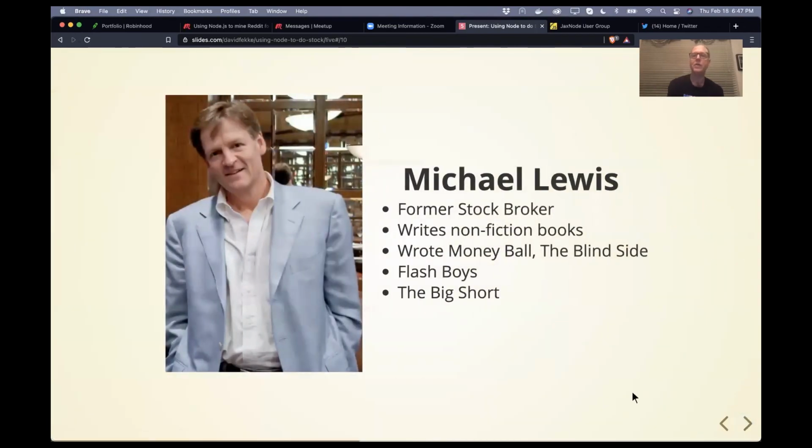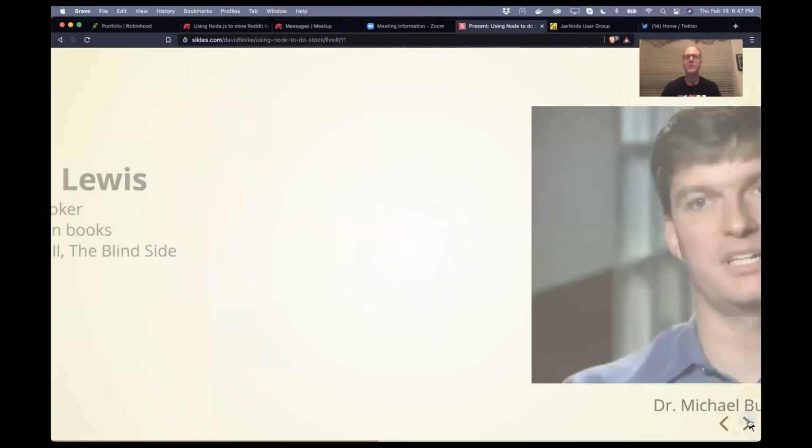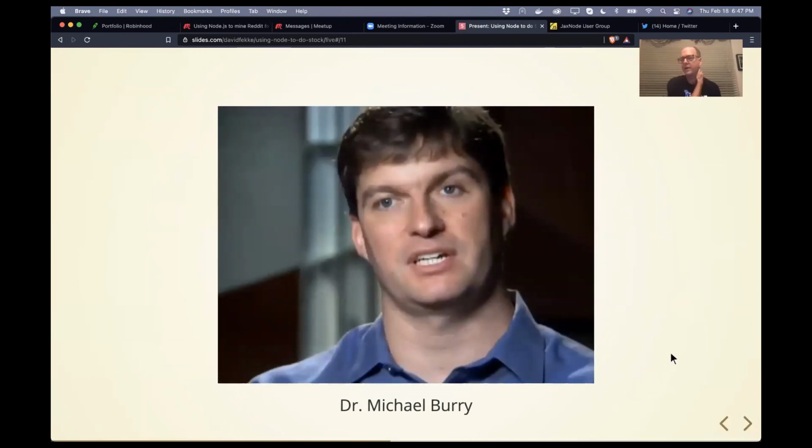So this is Michael Lewis. He's a former stockbroker. There's a good chance you've probably seen a movie that's based off of one of his books. He wrote Moneyball and The Blind Side, which are both excellent movies. He also wrote a book that I liked a lot a couple of years ago called Flash Boys, and another one that was also turned into a movie called The Big Short. And what's interesting about The Big Short, there's a character that's played by Christian Bale, and the name of the guy is Dr. Michael Burry.